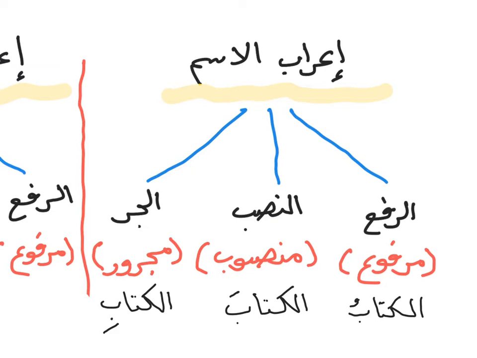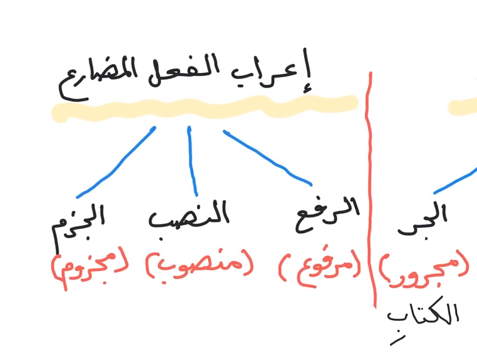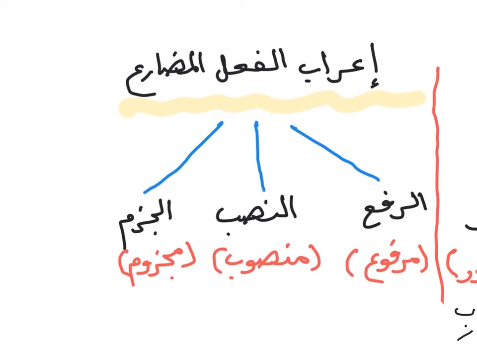Now we move on to the i'rab of al-fi'l, and to be specific, the i'rab of al-fi'l al-mudari'. This fi'l is called al-fi'l al-mudari' because it is yudari'u al-ism. It is similar to an ism in the sense that it also has three states. Okay, the first state is ar-raf'u. So this is similar to the states of al-ism.